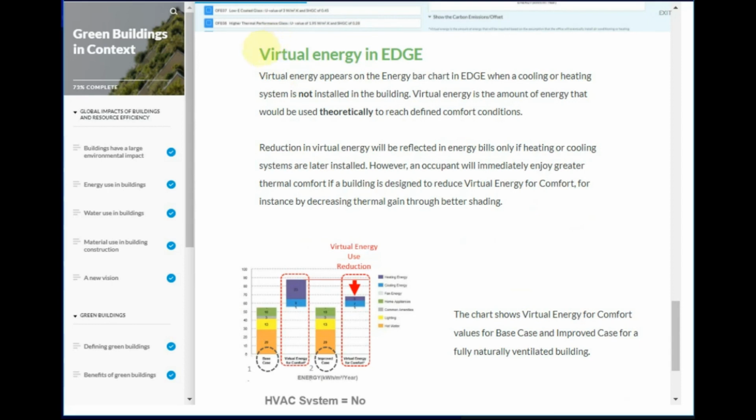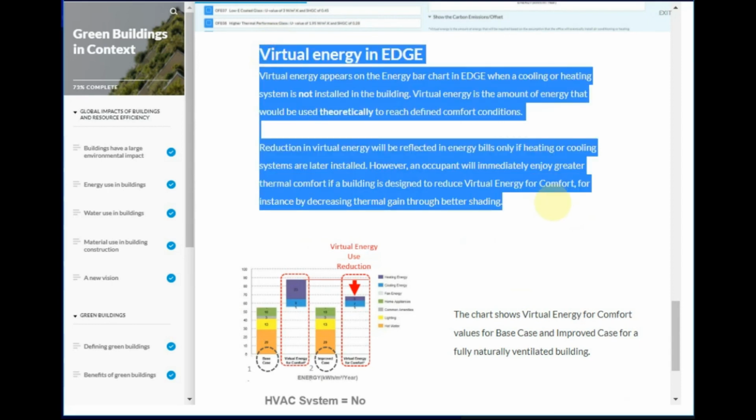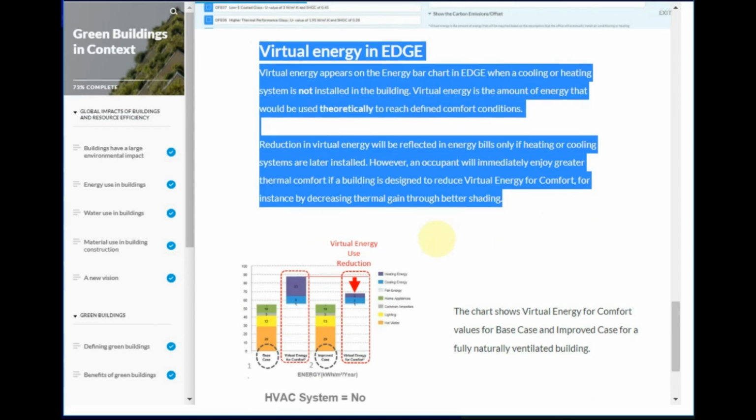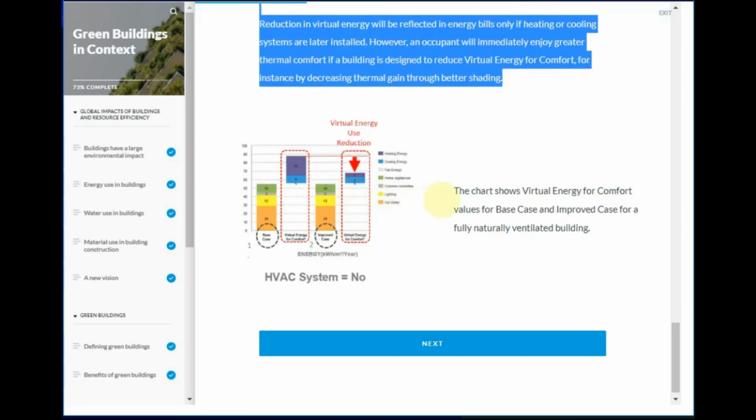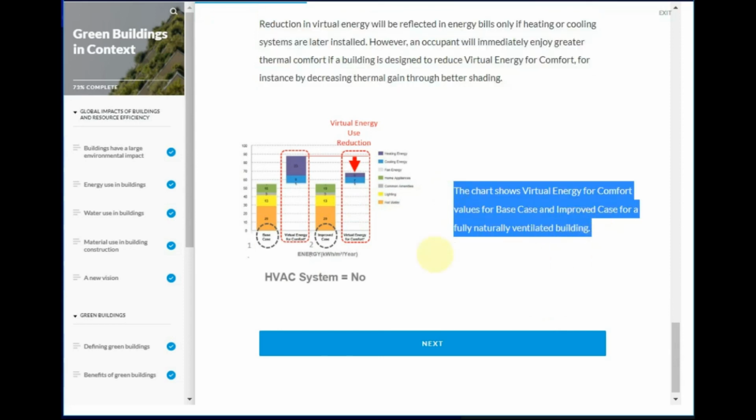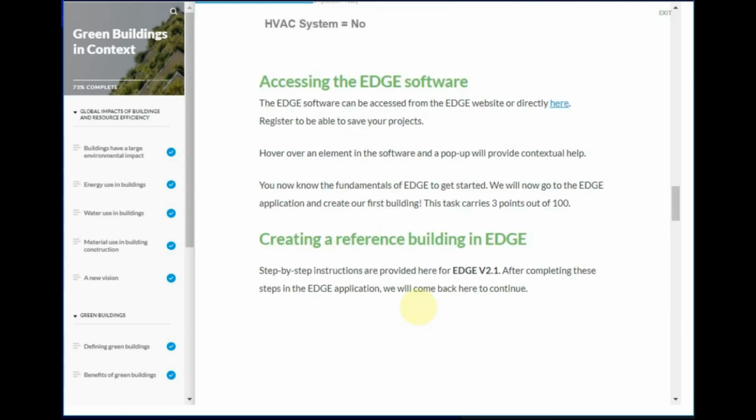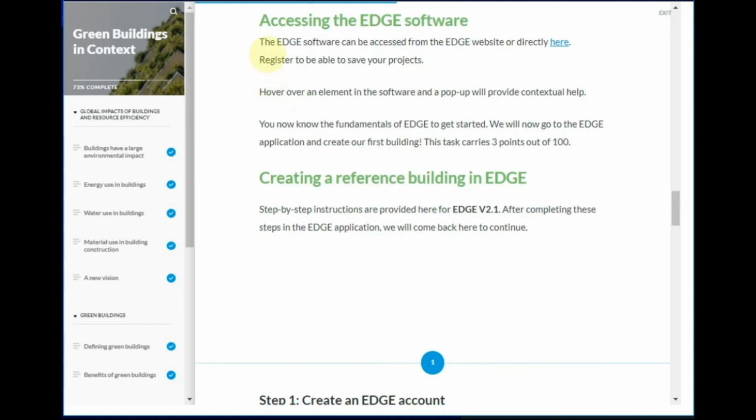However, an occupant will immediately enjoy greater thermal comfort if a building is designed to reduce virtual energy for comfort, for instance by decreasing thermal gain through better shading. The chart shows virtual energy for comfort values for base case and improved case for a fully naturally ventilated building. Accessing the EDGE software, hover over an element in the software and a pop-up will provide contextual help.